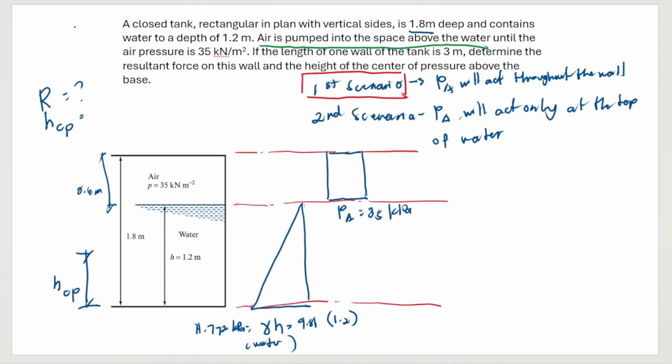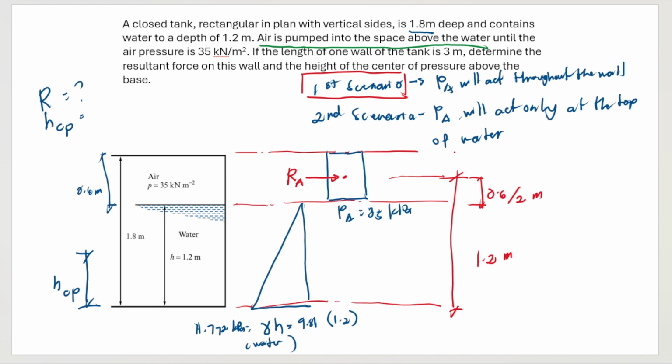So, what do the forces of our pressures look like? For air, since it forms a rectangular section like this one, it acts at its center. Let's say R sub A. And the height relative to the base is from here to here, and that height is equal to 0.6 over 2 plus 1.2 meters. That is that height.